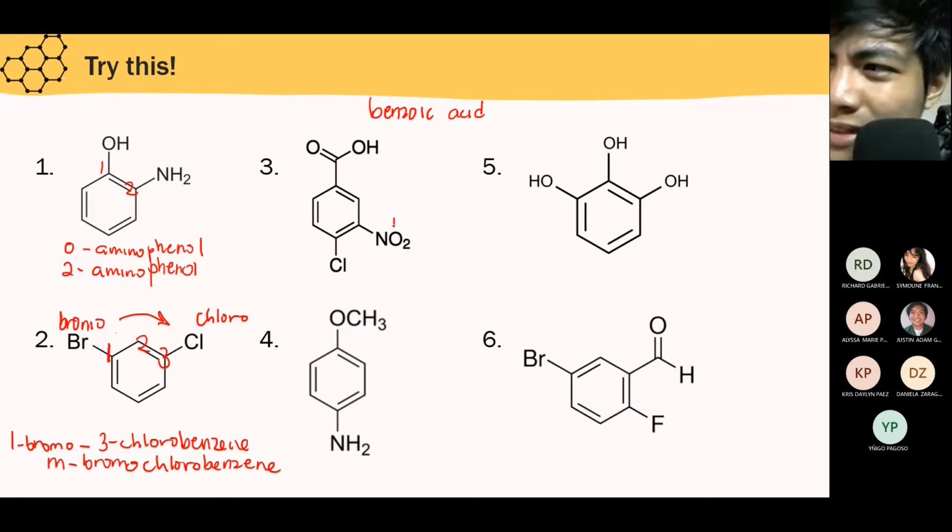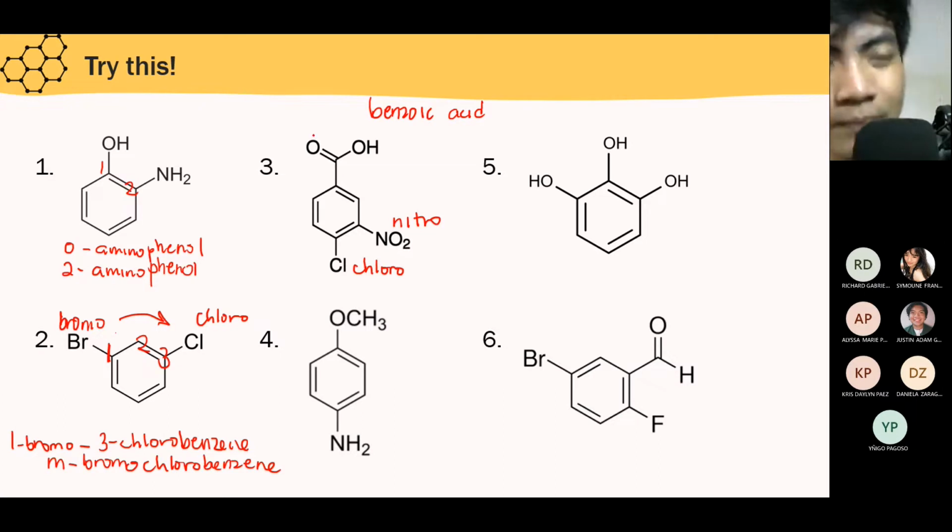Again, pag NO2, that's nitro. Pag Cl lang, that's chloro. Okay? And then identify the numbers. Start from here. You always start where the parent substituent is located. So, carbon number 1 siya. And then count ka. Clockwise, counterclockwise. The correct answer should be clockwise.